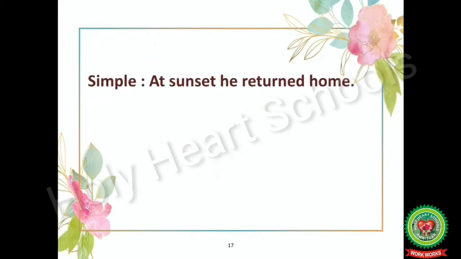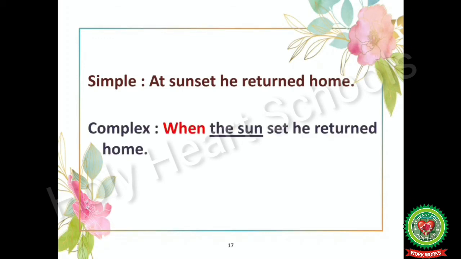Now next sentence. At sunset he returned home. Here we are talking about time. So the conjunction used for time is when. The phrase sunset can be changed into when the sun set, where the sun is a noun and set is a verb. So our complete answer is, when the sun set, he returned home. Or we can also write, he returned home when the sun set.